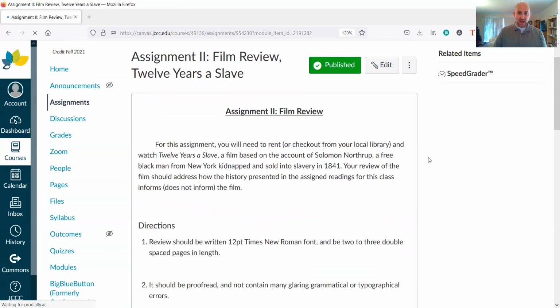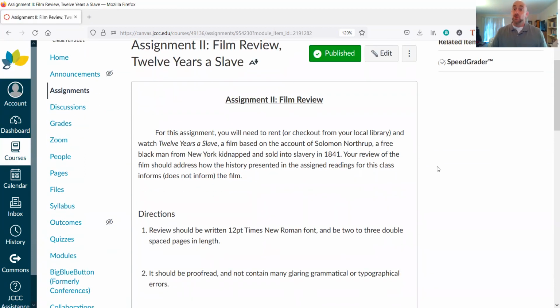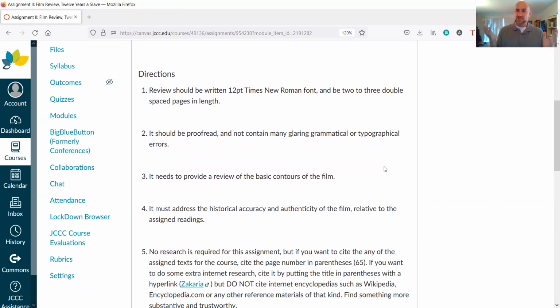So your assignment is to write a review of 12 Years a Slave, which is a film based on the true life account of Solomon Northup, who was a free black man from the state of New York, who was kidnapped and sold into slavery in 1841, and eventually gets out of it 12 years later. That's the title of the book. And in your review of the film, all you're going to do is address how the history presented in the assigned readings for the class informs or does not inform the film, and address the historical accuracy and authenticity of the film relative to the assigned readings.